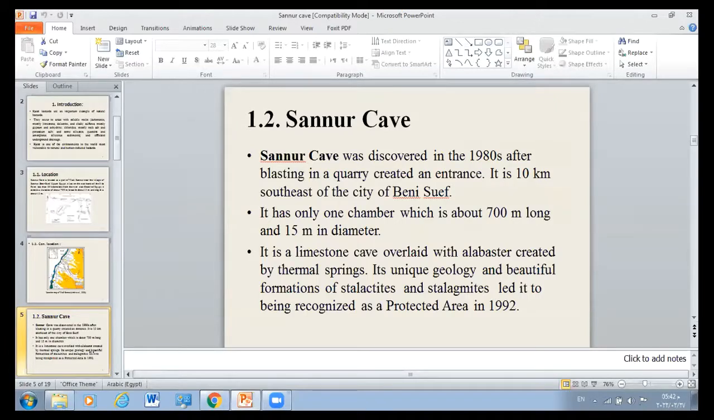It is only one chamber, about 700 meters long and 15 meters in diameter. It's divided into two parts, one of which contains complete formations of stalactites and stalagmites, and the other contains calcium deposits in different forms. Some researchers believe that there is another cave under this cave, which has not been discovered until now. Sannur Cave is a limestone cave overlaid with alabaster created by a thermal spring. Its geology and the beautiful formations of stalactites and stalagmites led it to be recognized as a protected area in 1992.